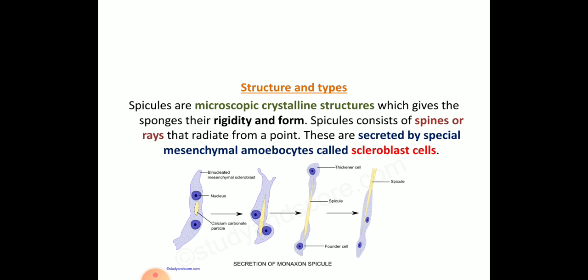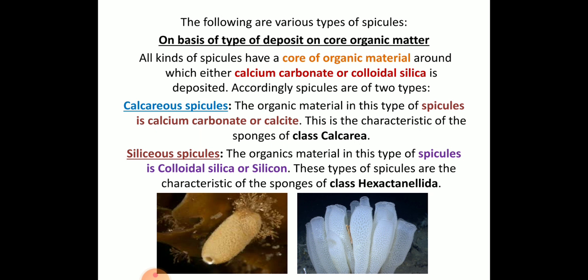In the last session I explained the three layers: the outer ectoderm, the inner endoderm, and the middle mesenchymal layer or mesodermal layer. So these spicules, the skeletal rigid structures, are secreted by mesenchymal cells. On the basis of the deposition, there are different types: a core of organic material, calcium carbonate, or colloidal silica.